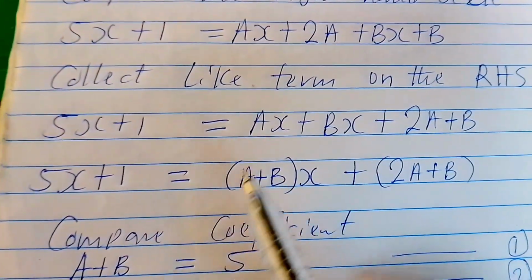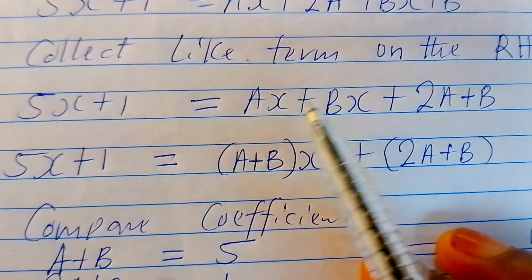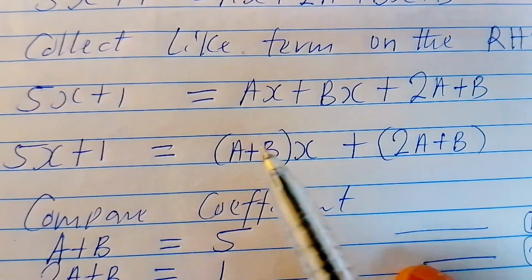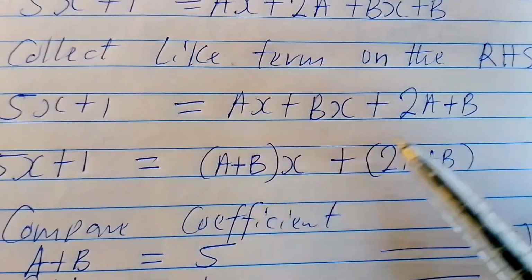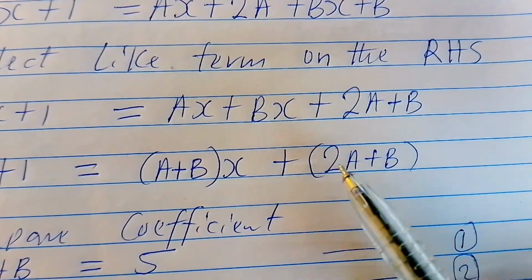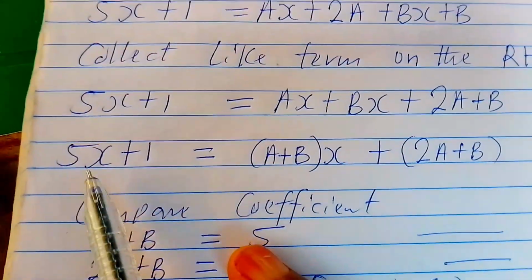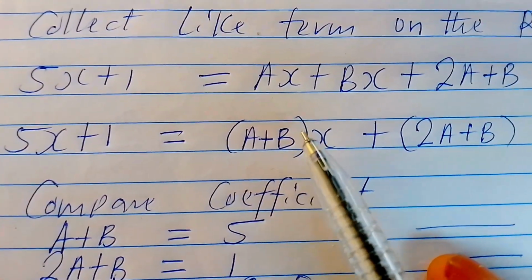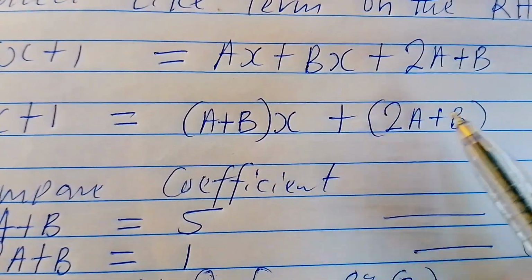So we are having 5x plus 1 equals to, if you factor x from these two terms, because x is common to these two terms, we factor out the x, we are going to have (a plus b) bracket close x plus, these are constant terms, they do not contain x, so we just put them in one bracket, which is 2a plus b. Now at this point in time, we are getting this expression as 5x plus 1 equals (a plus b)x plus (2a plus b), right?